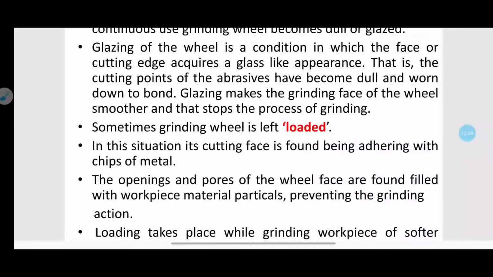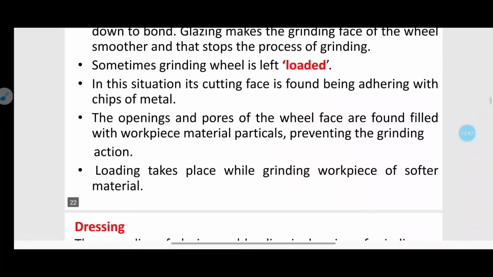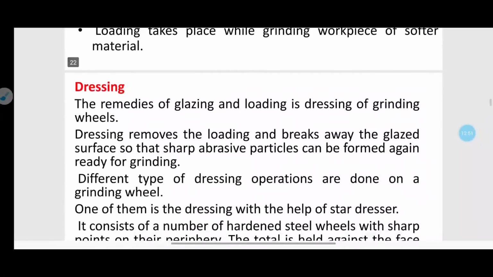In this situation, its cutting face has a chip of metal. The openings and pores of the wheel faces are found filled with workpiece material particles, preventing the grinding action. Because of that, the grinding process will be stopped. Next, the loading takes place while grinding workpieces of softer materials. That is also one more thing.